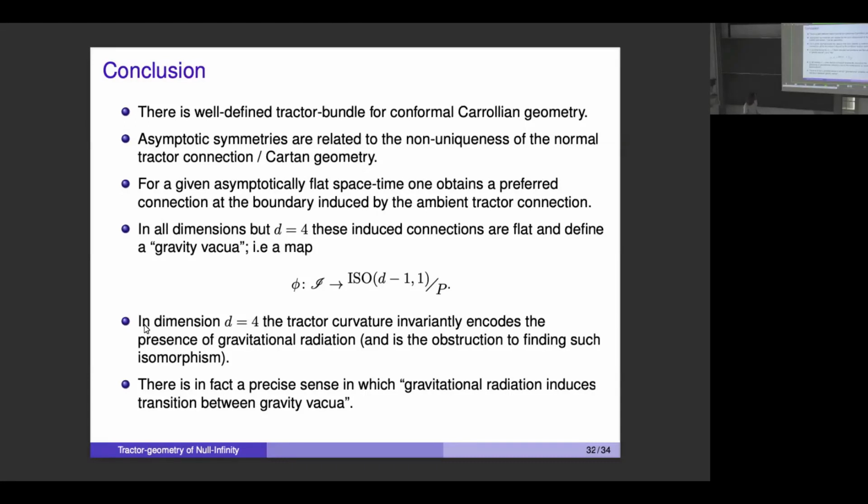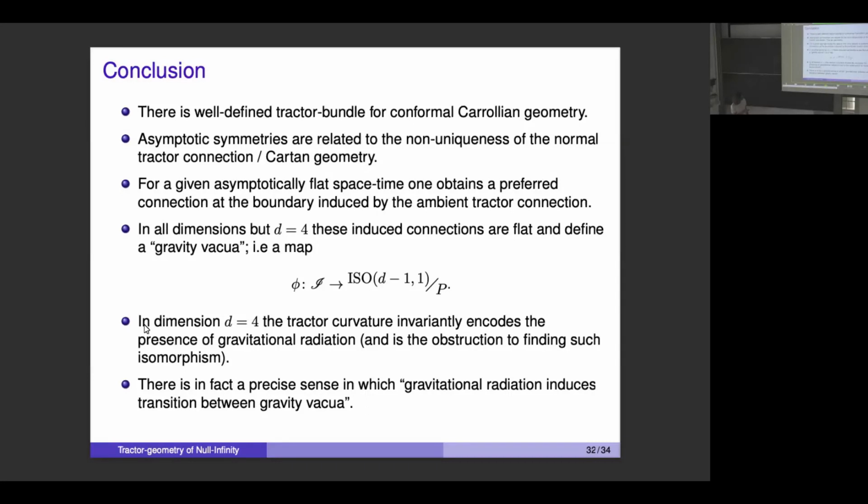Cartan geometry. Now, anytime you're thinking of this conformal Carrollian geometry as being at the boundary of something, at the boundary of your space-time, then you can induce a preferred connection from the bulk. So it picks one for you. So in all dimensions but d equals 4, this is slightly boring because everything is flat. Einstein's equations are going to impose that this connection is flat, and therefore all you have is a gravity vacuum. Meaning what you have is a map from Scri to your model, because that's what Cartan connections are there for. When they are flat, they give you a map to your model, and in particular, they choose some Poincaré group inside BMS.